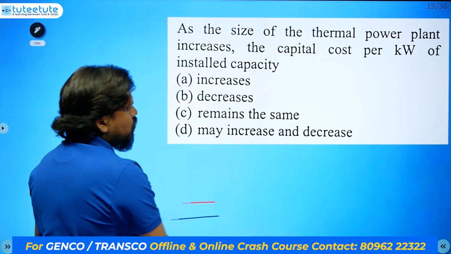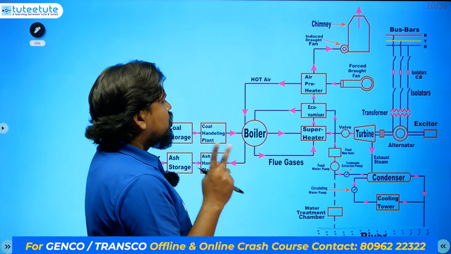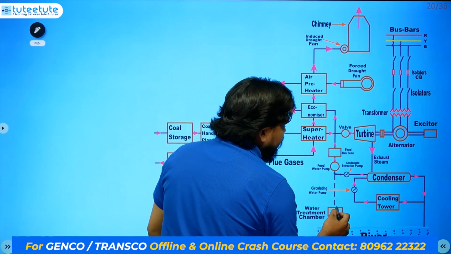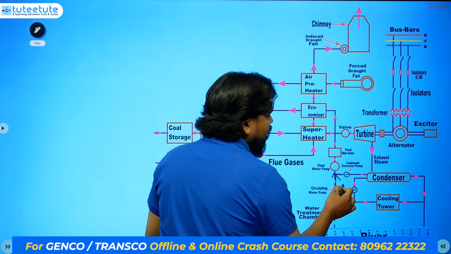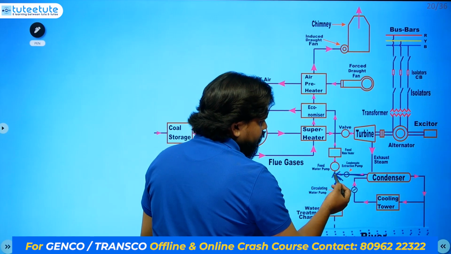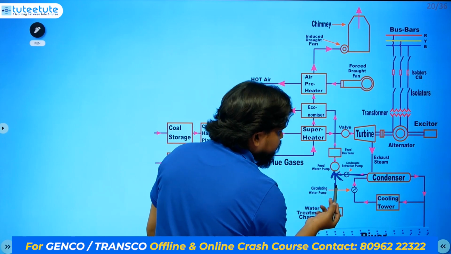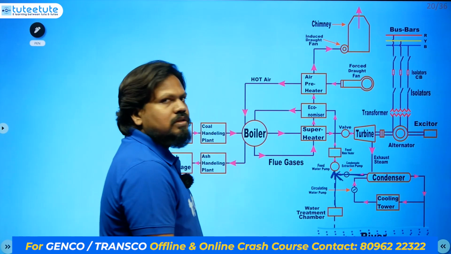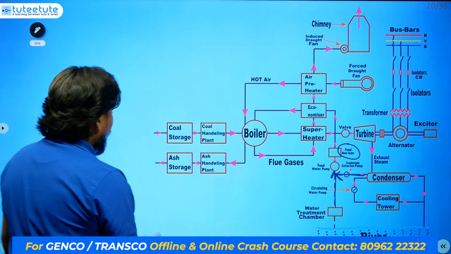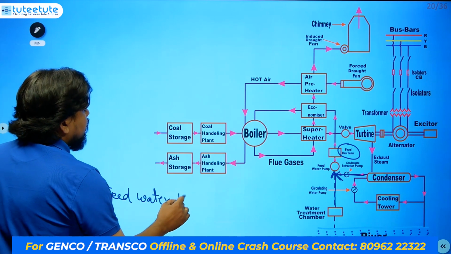Again, looking at the schematic, to increase the pressure, what are we doing? Here we are using two other elements. Water coming from the demineralized plant will be mixed with the feed water, so the hot water coming in and this water are mixed. Then we send it to a feed water pump, and from there like this. The element here is the feed water heater.